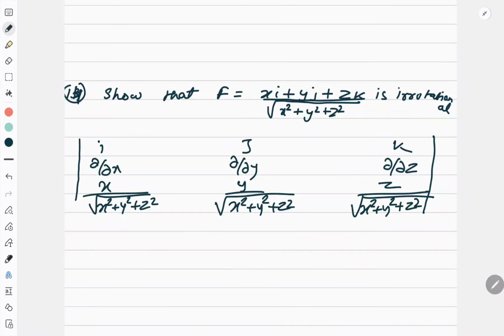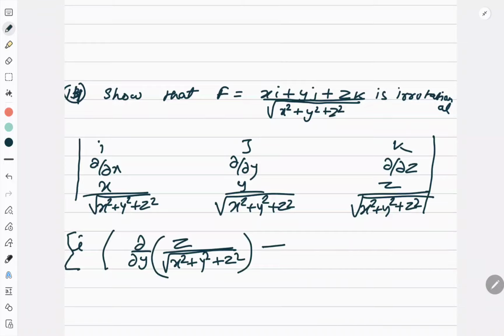Correct? Now you differentiate it. It is always advisable to use summation when the function is symmetric. This function is symmetric, which you have studied in partial differentiation. So now what I'll do, I, and I'll put summation. When I'm doing I, dou by dou y of z upon under root x square plus y square plus z square minus dou by dou z of y upon under root x square plus y square plus z square.